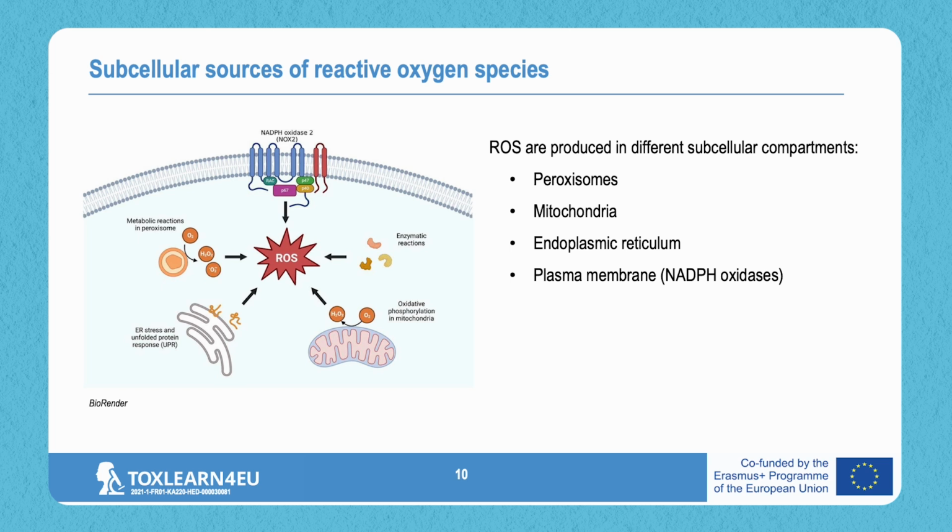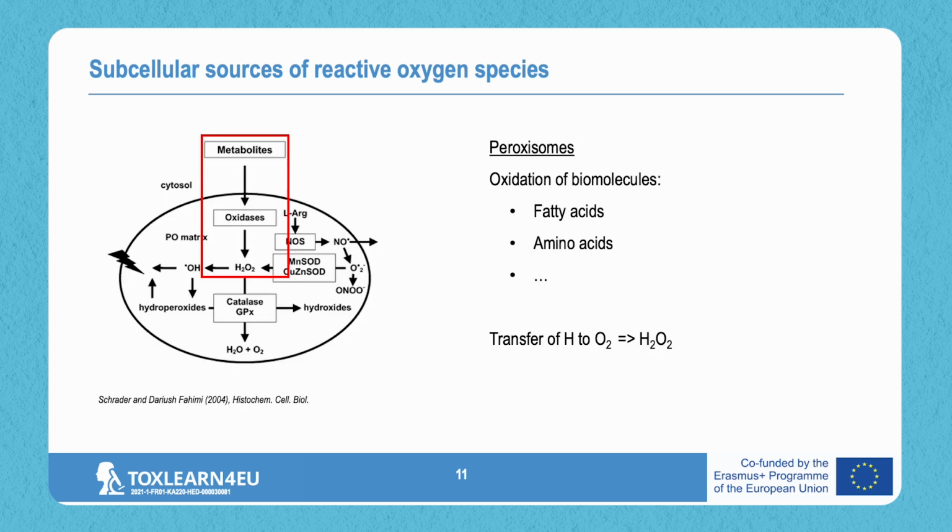But where are these reactive oxygen species produced? We can find them in different subcellular compartments, like for instance peroxisomes, mitochondria, the endoplasmic reticulum, and the plasma membrane. Let's dive into these different compartments. In the peroxisomes, lots of metabolites are oxidized, for instance fatty acids and amino acids, and in this process we have the transfer to oxygen with the production of hydrogen peroxide.